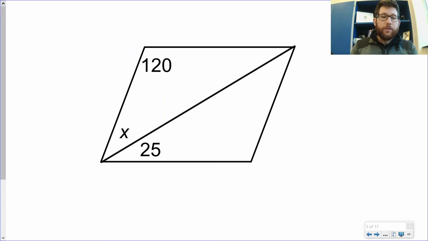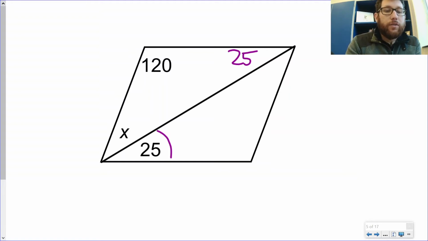So the first thing I'm going to do is deal with this 25. What else is equal to that 25? I slide down my line, I jump across, I get right here. That one right there is equal to 25. All right, so I've got 120, I've got 25, and I've got x.